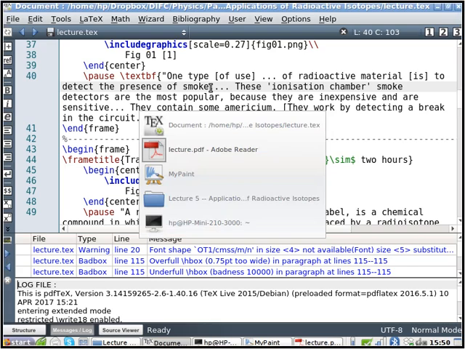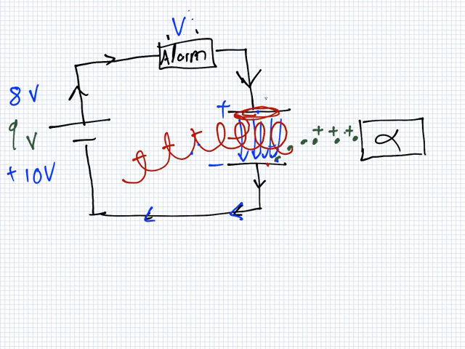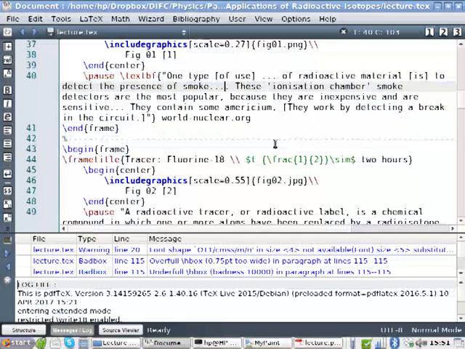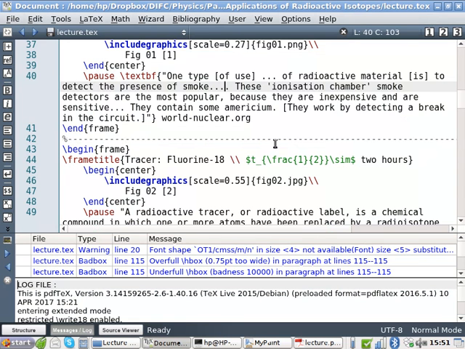If I just go back to the picture, see this part here? This is the ionization chamber, where the alpha particles hit the negative plate. We have done this in chemistry, ionization. Have you? Ionization chamber you've done in chemistry? Mass spectrometry. Yes, like this.